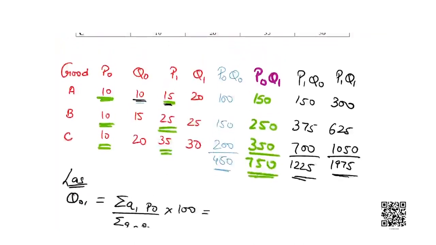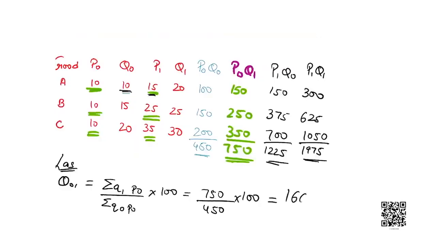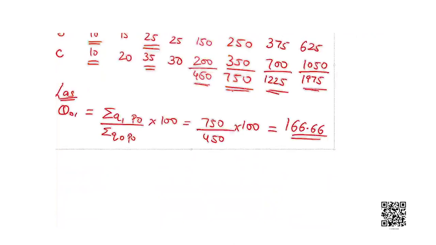So, Q1 P0 or P0 Q1 are one and the same thing. So, we have Q1 P0 as 750 upon P0 Q0 as 450 multiplied with 100. So, this will give us an answer of 166.66. This means that the quantities have increased by 66.66%.